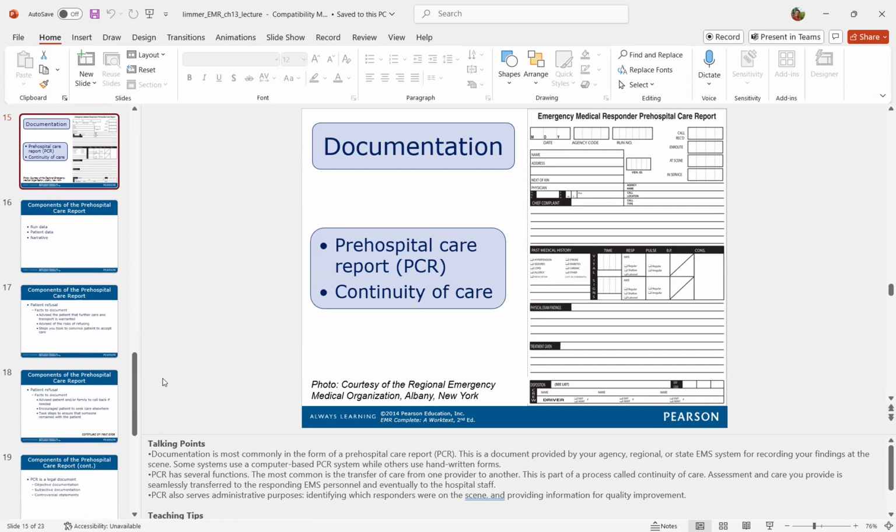It's a document that's usually provided by your agency or region or state EMS office. Some of them are handwritten, some of them are computer-based, depending on what your service uses. The PCRs have a lot of functions. The most common is transfer of care from one provider to the other. This is part of a process called continuity of care. Assessment and care that we provide is seamlessly transferred to the responding EMS personnel, eventually the hospital staff. These also serve an administrative purpose and identify which responders were on scene, and provide information for quality improvement, stuff like that.